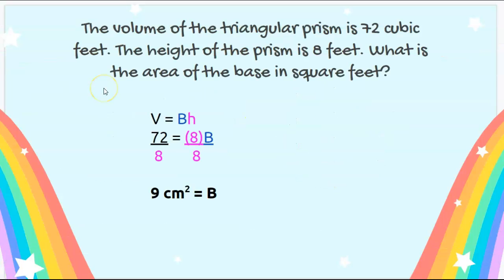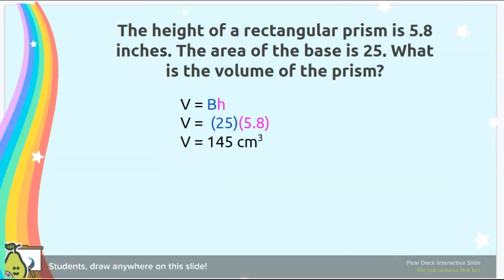Next one, this one's a little bit easy and it seems like it's too easy, but that's right. The volume of the triangular prism, so that would be volume equals big B times H, is 72. So they're telling you the volume in this one. And they tell you the height is 8. So then it's just asking, what is the area of the base? So it's just asking you for big B. So 72 divided by 8 is 9. I know it feels like it's too simple on that one, but that's it.